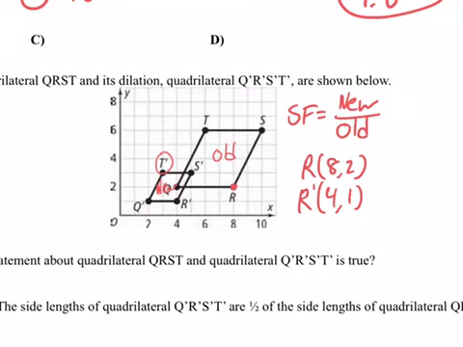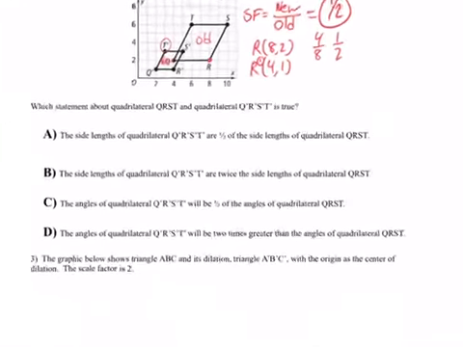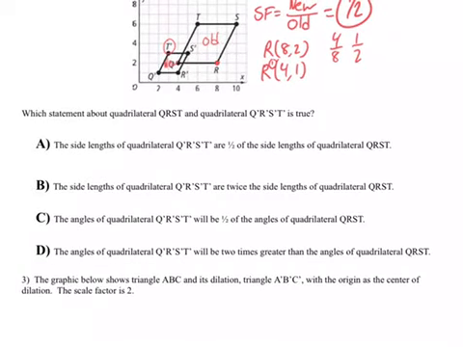Well, without looking too hard at it, new divided by old, and the prime is the new one. So I'm doing 4 divided by 8. Or I can do 1 divided by 2. Either way, they're a half. So we know our scale factor is going to be 1/2. So I'm going to write that over here. Scale factor is 1/2. But now we're going to go through and read these, okay? So we can figure out which one matches. So I know we already read A. So it says the prime version is half the side length.